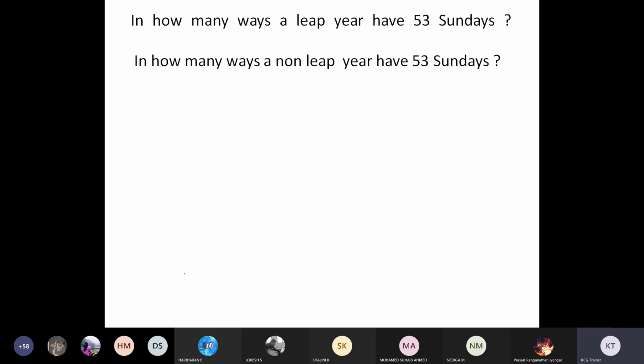Next concept, a very easy one: in how many ways will a leap year have 53 Sundays? Tell me how many weeks we have in a year. How many complete weeks we have in a year? Let it be a leap year or a non-leap year. Complete weeks, how many weeks are there?